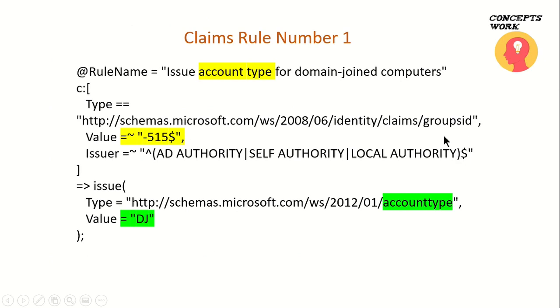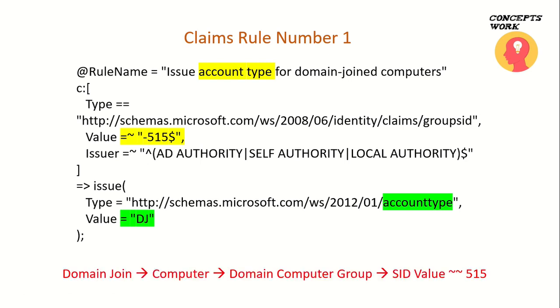Now, whenever a machine gets domain joined, it gets added to a group called Domain Computers by default. And if you check the group SID of that particular group to which all these computer objects get added, it ends with 515. So what claim rule number one is saying is: issue account type value as DJ if the device object is a member of this group. That's the purpose of the first rule.